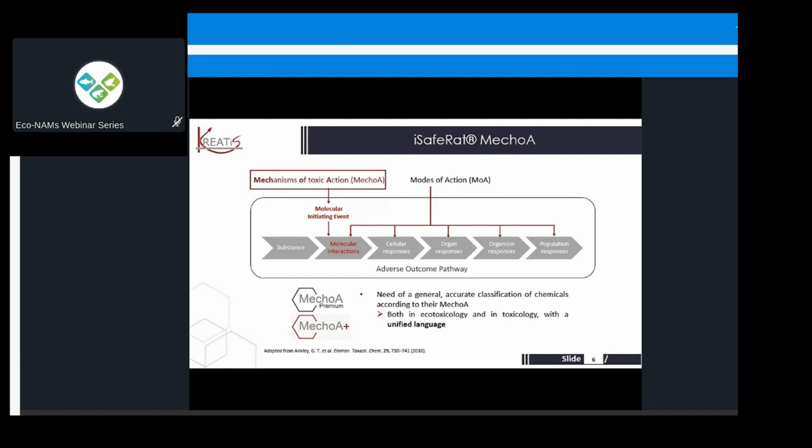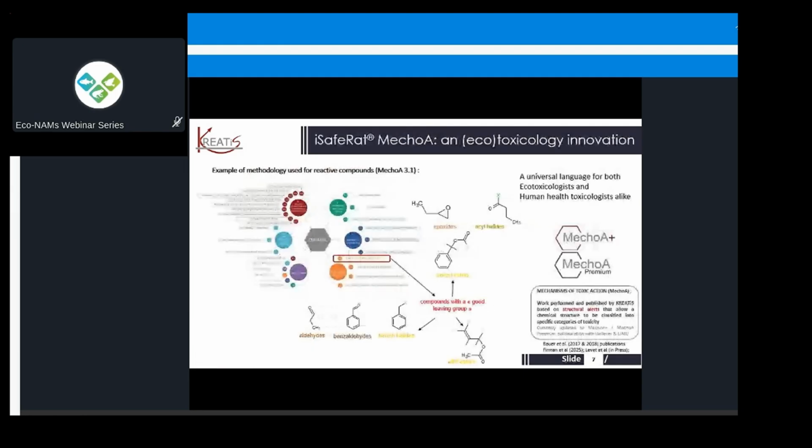And what we wanted to do when we created MECOA was to use this method to provide a molecular initiating event upstream and a quantitative outcome downstream, regardless of whether that was going to be useful for ecotoxicological or human health determinations downstream with different QSARs. So we can use this method for both human health and also for environment.